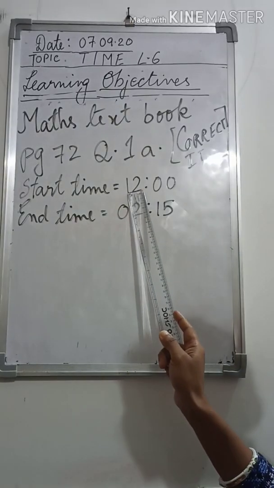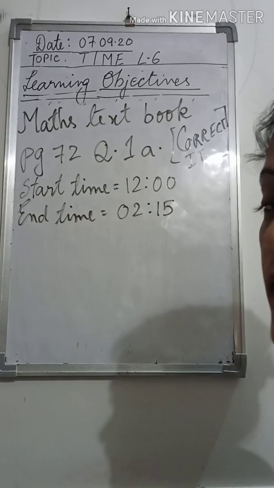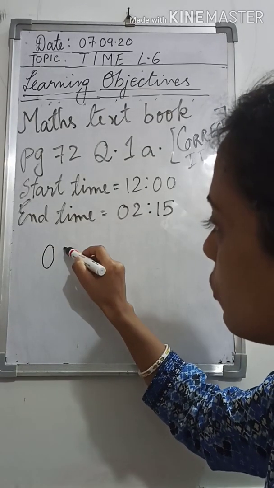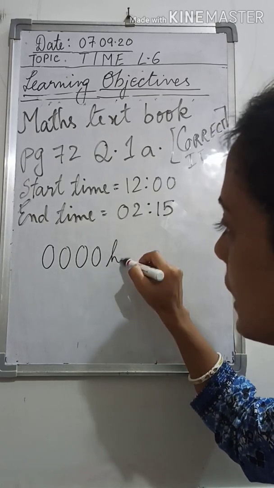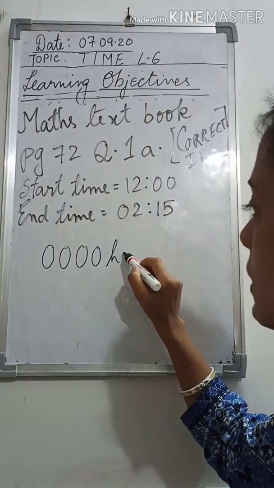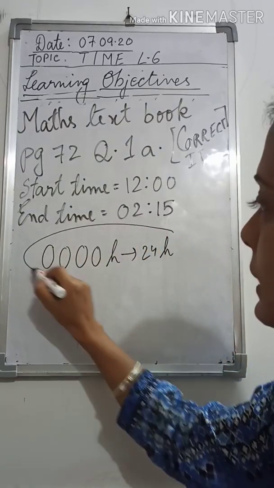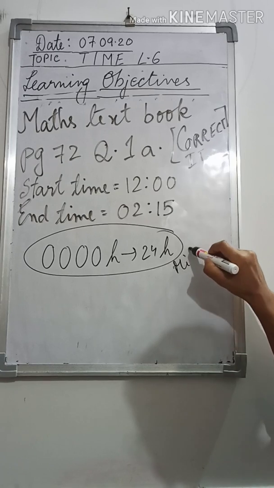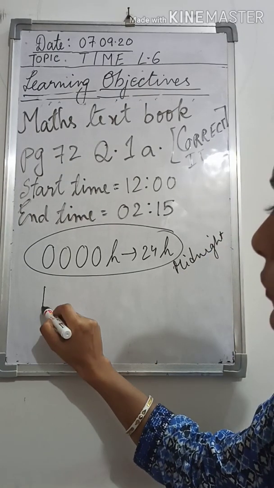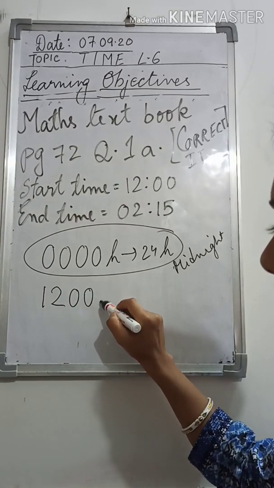So here it is written as 12:00, which means it's showing the noon time. If it had been midnight, it would have been written like this, 00:00. That means no hours, no minutes have passed. This is the 24-hour timing for 12 midnight. This is the midnight time for 24-hour timings. And if it is 12 noon, then it will show 12 hours 0 minutes.